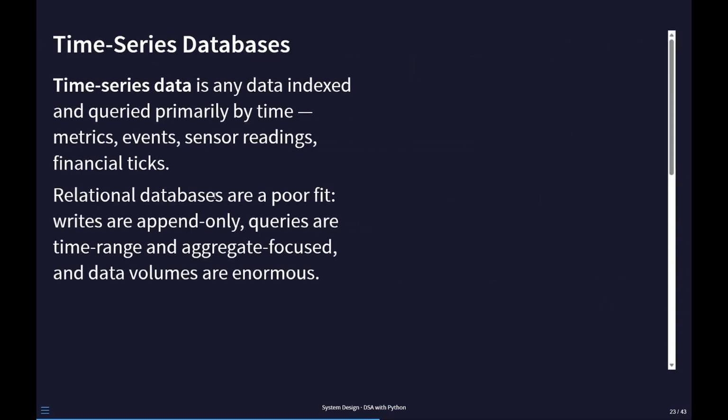Next, a specific class of data that deserves its own database type: time series data. Any data where time is the primary dimension. Infrastructure metrics, application performance metrics, IoT sensor readings, financial price ticks. Why can't you just use PostgreSQL? Because time series workloads are completely unlike typical transactional workloads.